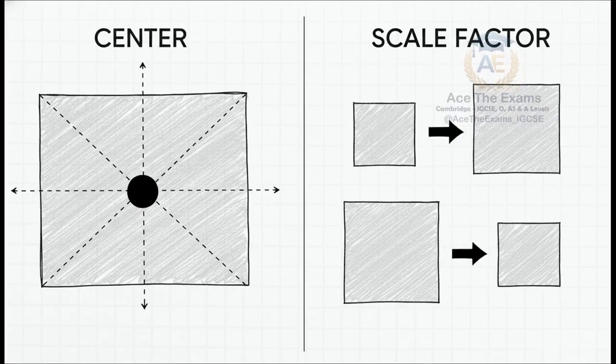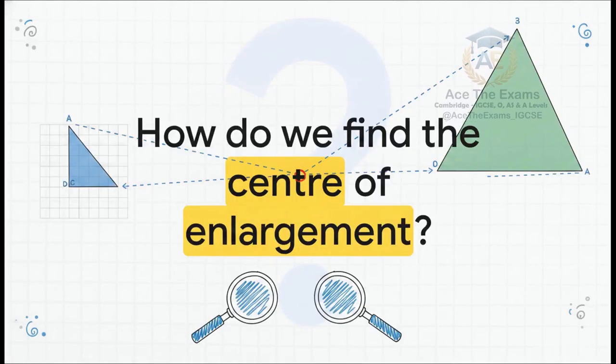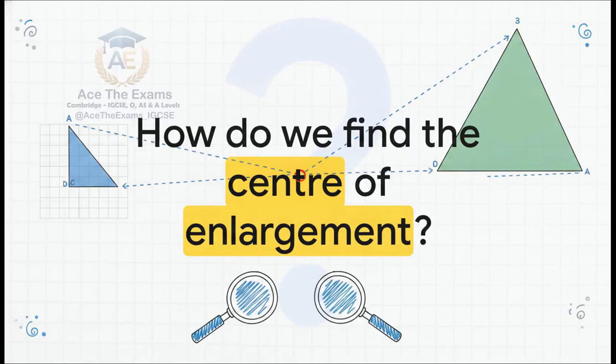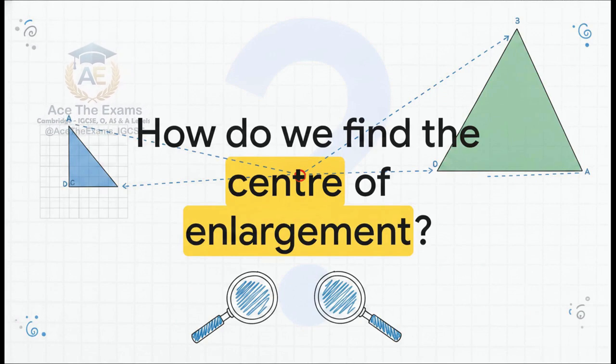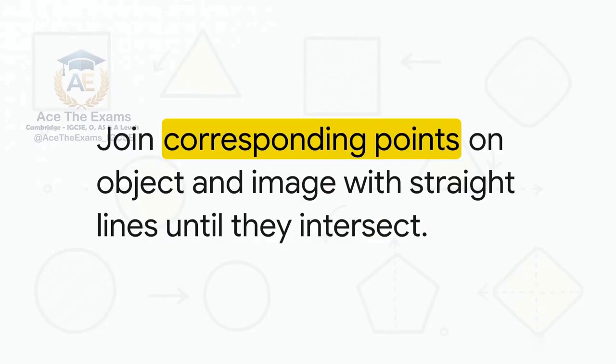So, what happens when the exam throws a curveball? You're looking at a before and after grid. You have the object and the enlarged image. How do you mathematically locate that invisible center point? The trick is incredibly simple once you know it. You just draw straight connecting lines through the corresponding points of both shapes.